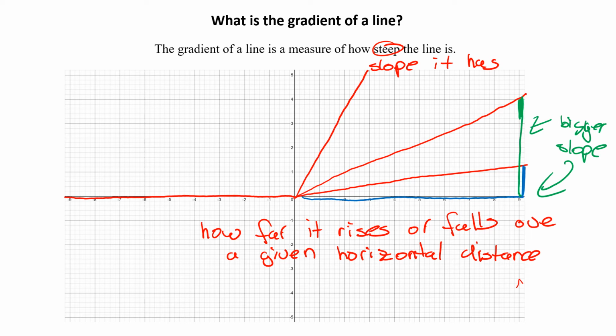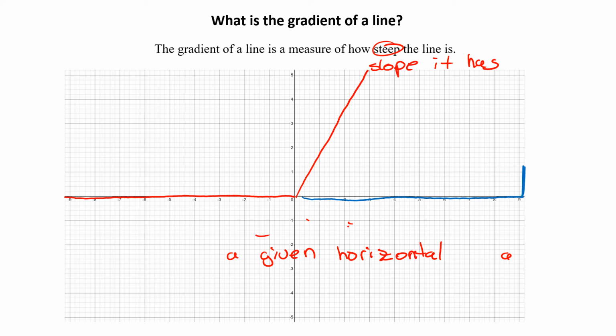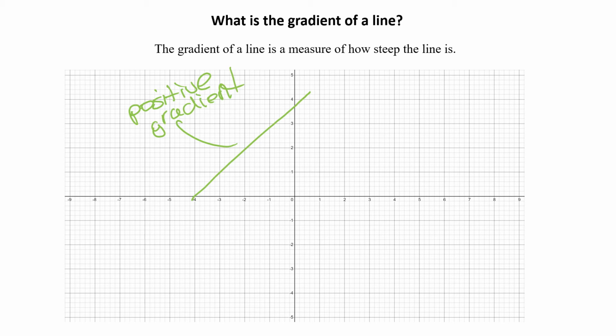Now, what we do have is what we call positive and negative gradients. Let me get rid of some of this because I need some space here. Sorry, it's taking a bit more time. All right, so if I've got something that looks like this, that's what we call a positive gradient. And if I have something that looks like this, I have a negative gradient.